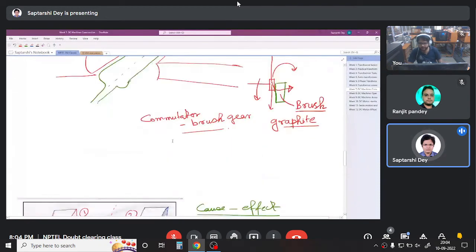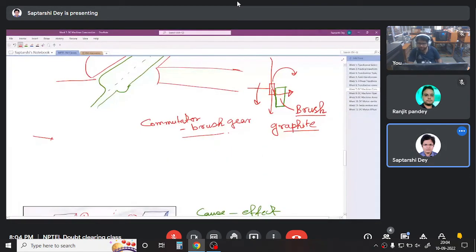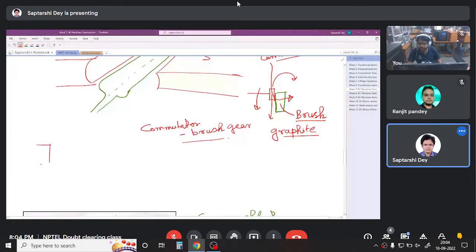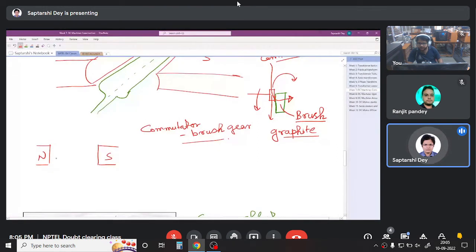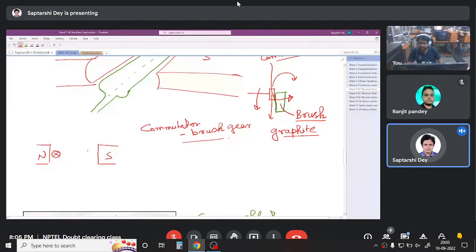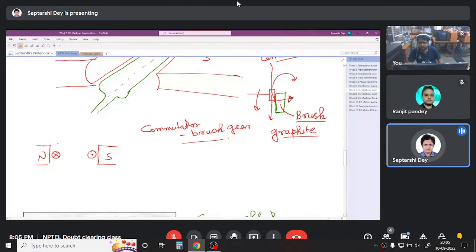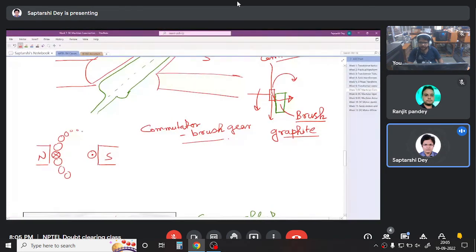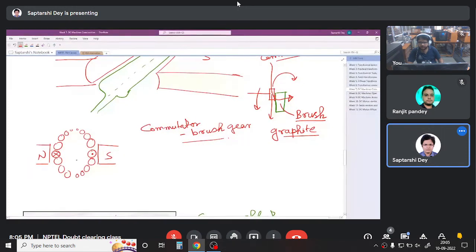So I will draw it once again here. If I have the north pole here and the south pole here, we saw that all the conductors here were carrying current away from us, and all the conductors here were carrying current towards us. And say I am now drawing even more conductors. The area of the conductor is not changing, but the current through them is changing as they move away from the field, because the field intensity is now reducing.